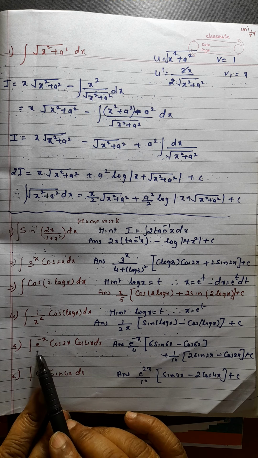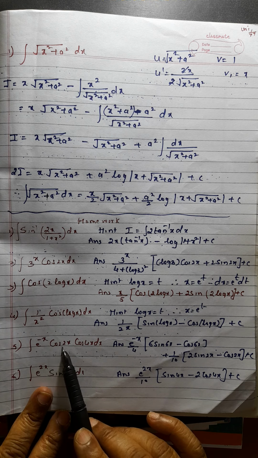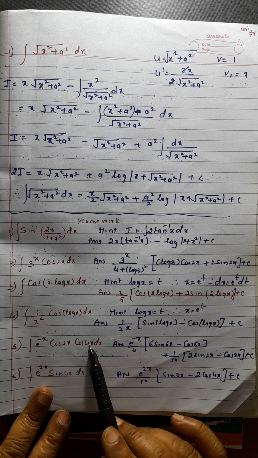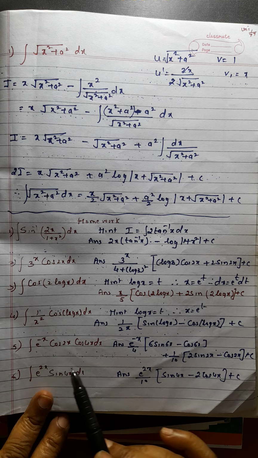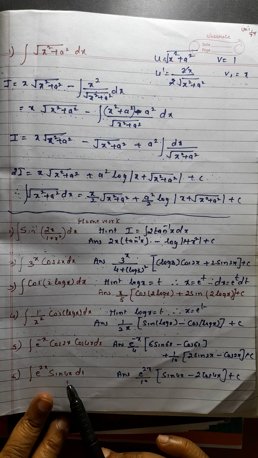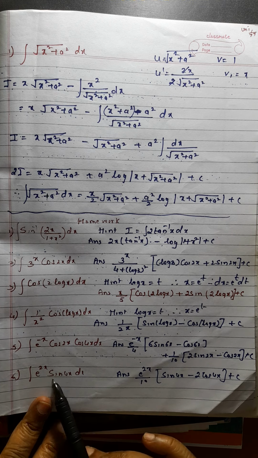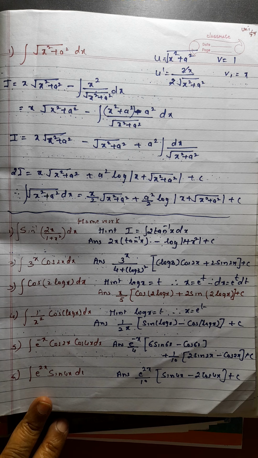Now this problem. Apply the formula for 2 cos a cos b and simplify, and then you will get 2 different integrations; apply the direct formula and solve. Here also you can apply the formula and solve. I'll stop here now. Some more problems you try yourselves on this.